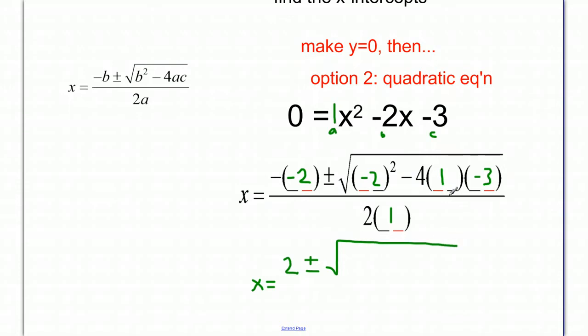And if you do this little part in your calculator in one step, you're going to see that we have 4 minus 4 times 1 times negative 3, and this negative makes it a plus. And so we have 4 times 1 times 3, which is 12. And 4 plus 12 is equal to 16. So we clean that up to square root of 16. And that's all over 2 times 1, which is 2.